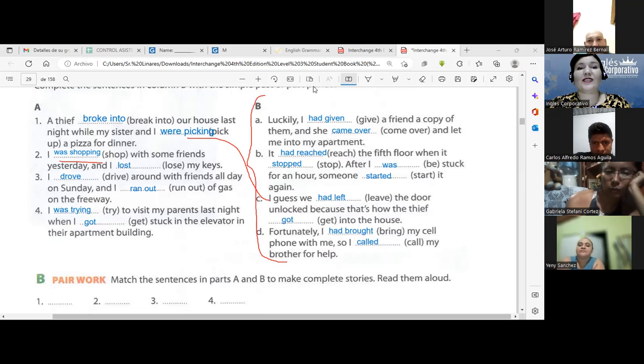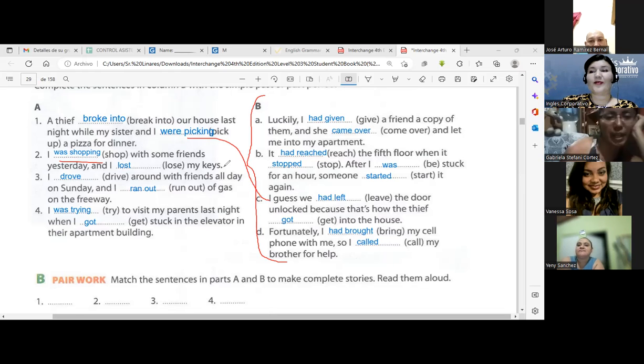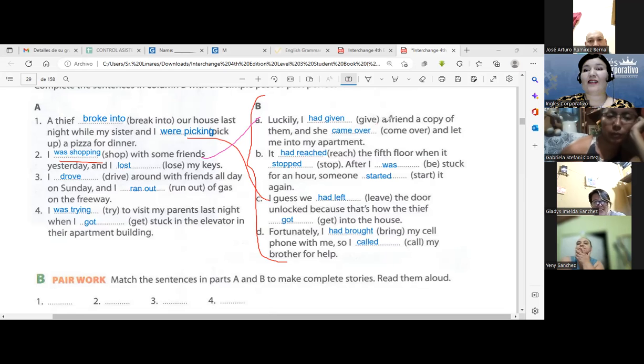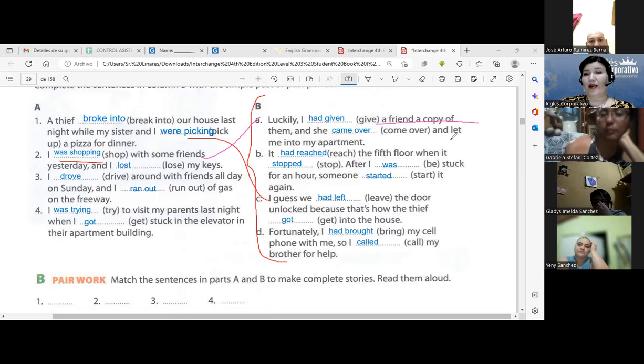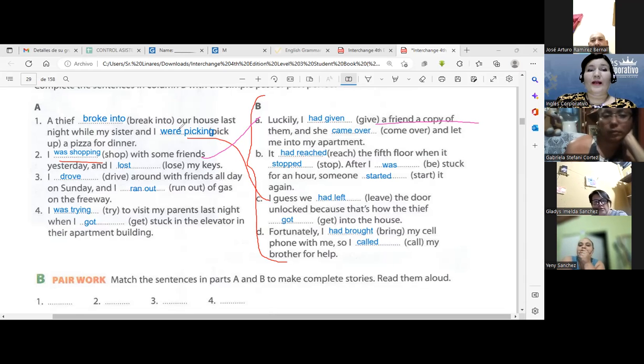What about the next story? I was shopping with some friends yesterday and I lost my keys. What would be the second part? I lost my keys. Letter B or D? Letter A. Why? Because it says that luckily I had given a friend a copy of them, right? Le había dado una copia a mis amigos, right? What about the next one?